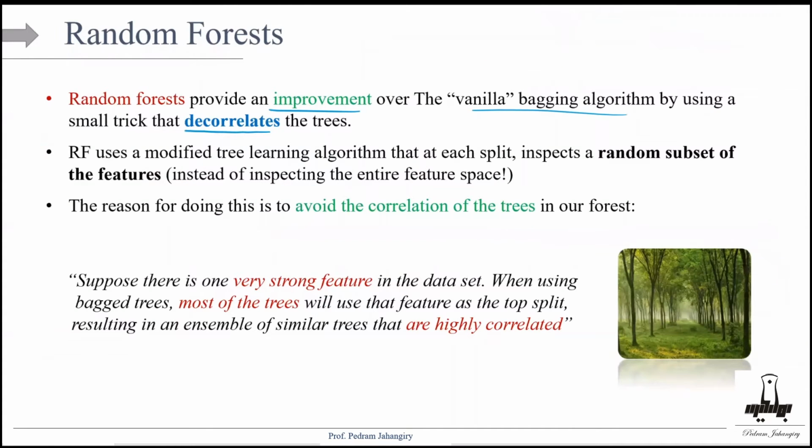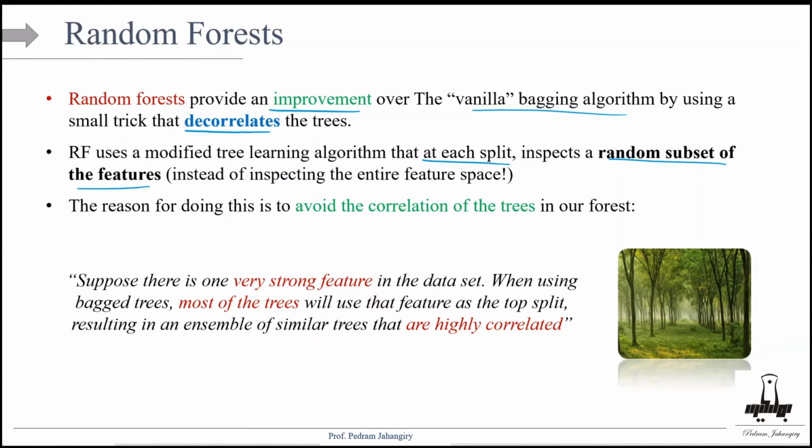Random forest uses a modified tree learning algorithm that at each split inspects a random subset of the features. So it's not going to go over the entire feature set. It's going to look at a subset of those features, right? And this is going to do two things. First of all, it's going to increase the variation of the different models that you're using. The model is a decision tree, but the data is different. We go over different features, and it's a good thing. And also it's going to speed up the process, right?